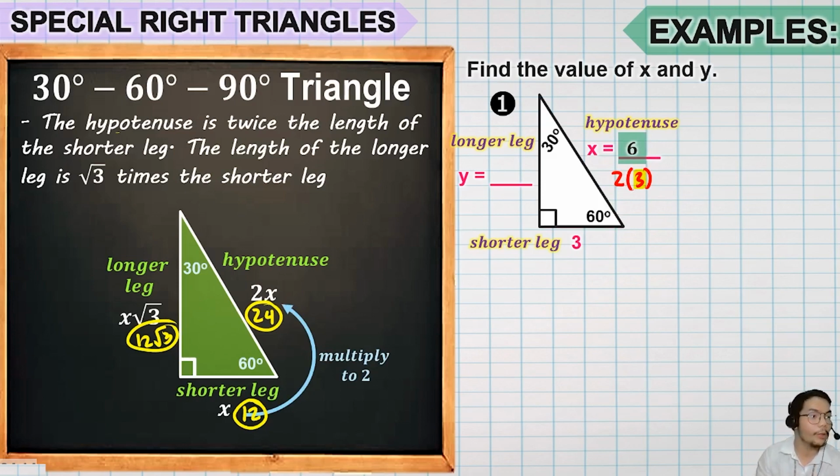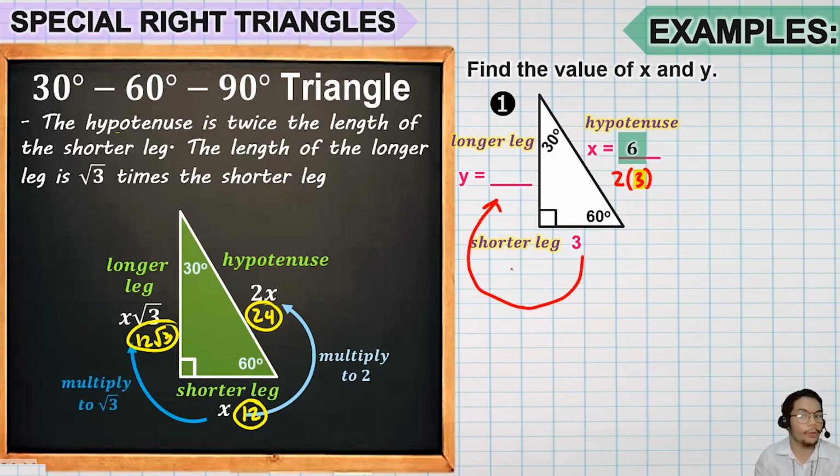Now, how about the longer leg? Ang sabi dito, longer leg is square root of 3 times the shorter leg. So, balik ka sa shorter leg. Then, i-multiply mo naman ito sa square root of 3 para makuha mo yung sukat ng longer leg. So, kung ang value ng shorter leg mo ay 3, multiply mo lang to sa square root of 3, ang longer leg mo is 3 square root of 3. O, sige, let's have another example para mas maintindihan pa natin.